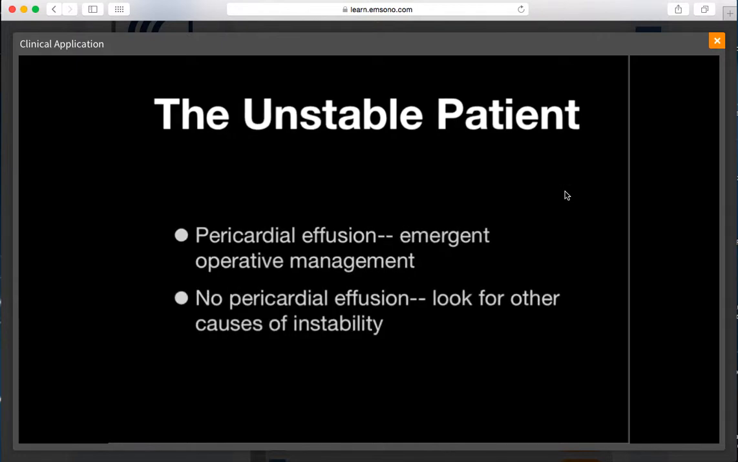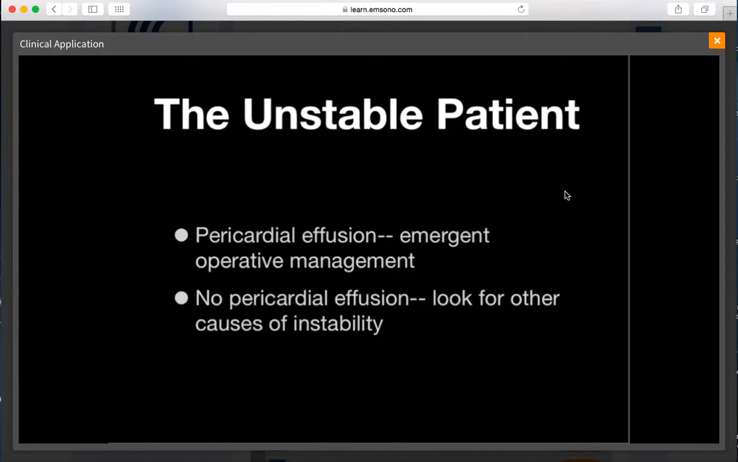Lastly, let's look at the unstable patient. In the unstable patient with a pericardial effusion, these people need emergent operative management, and that does not mean a needle pericardiocentesis. These people need to be emergently taken to the operating room. If you don't see a pericardial effusion in the unstable patient, then you should aggressively look for other causes of their instability.